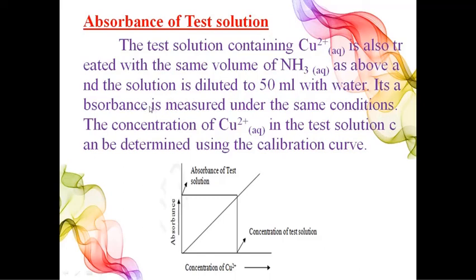Once it is done, its absorbance is measured under the same conditions. The concentration of Cu2+ ion in the test solution can be determined using the calibration curve. On the y-axis, mark the absorbance which you are getting. On the x-axis, the concentration of Cu2+ which you have taken. You will get points on the graph. Draw a straight line that passes through the origin, as absorbance is directly proportional to concentration. You will get the absorbance of the test solution somewhere here. Plot the point, draw a straight line to the graph. From there, draw a straight line down towards the x-axis. That gives you the concentration of the test solution.